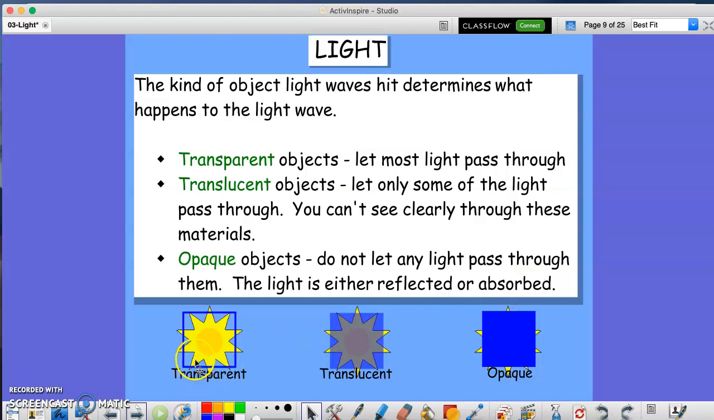So here you can see the shape of the sun. This blue frame is transparent. I can see all the way through it. This one is translucent. I can kind of see the sun, but it's not super clear. And this blue one is opaque, meaning I can't see through it. You can see the sun sticking out of the edges because there's no blue on top of it. The opaque frame is either reflecting or absorbing that light.